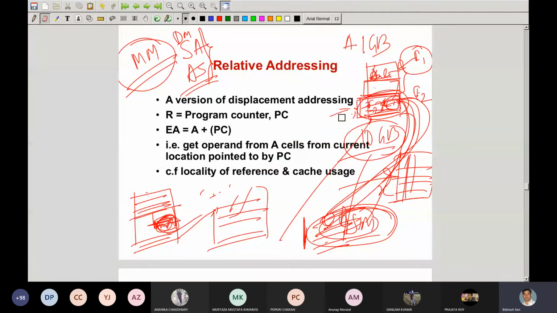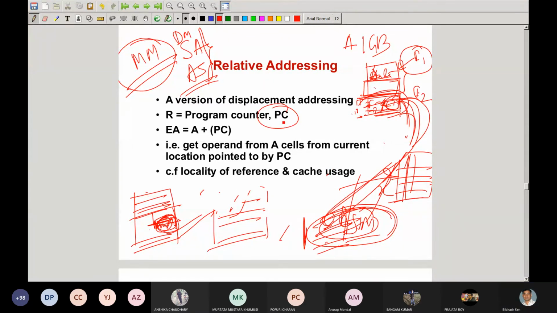Now another very important thing is the relative address. This relative address is not applicable for all registers. It is applicable only to a special register, the program counter. Here the program counter is efficiently used for calculating the effective address, and particularly this relates to locality of reference and cache use. Again, it is coming up: what is locality of reference?